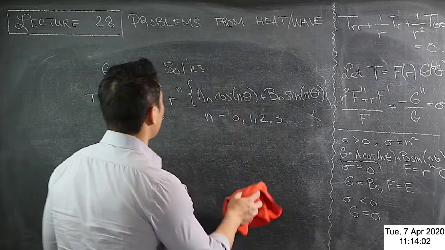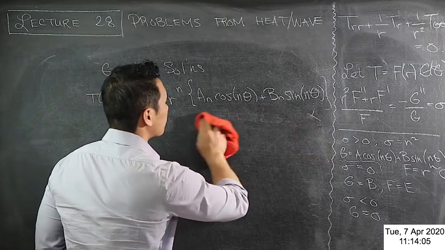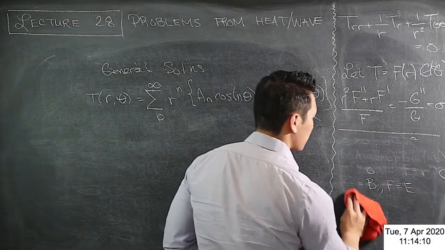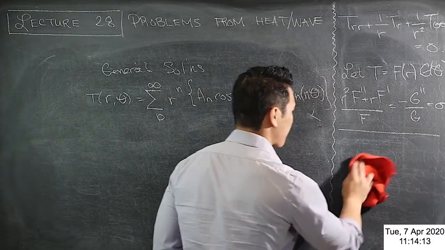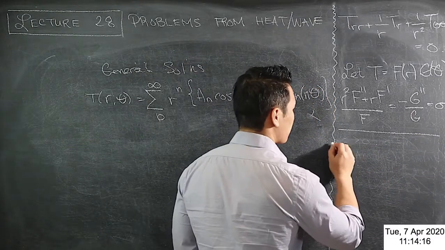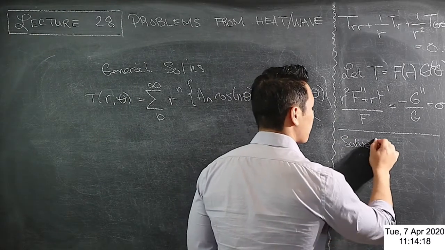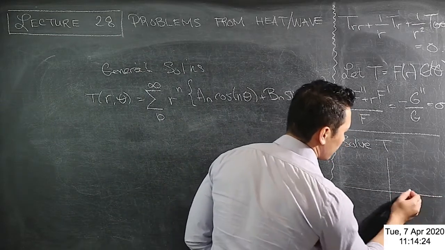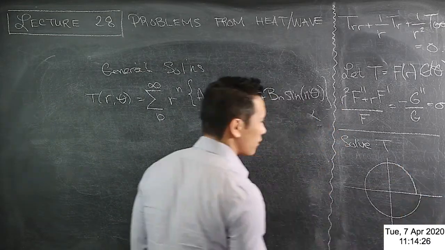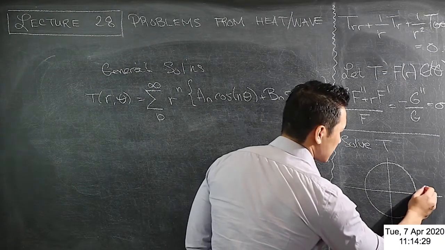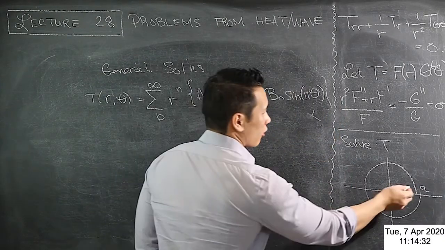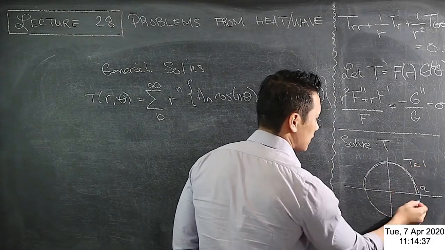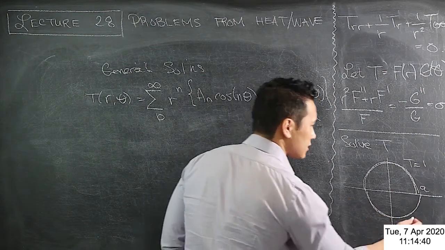Okay. So let's keep this on the board, and then we'll erase this here. Now you're asked to solve for T, the steady state temperature, and the problem that you're given is one in which the disk has radius a, and you're holding the top side of this disk to be T is equal to 1, and you're holding the bottom side of the disk to be T is equal to 0.